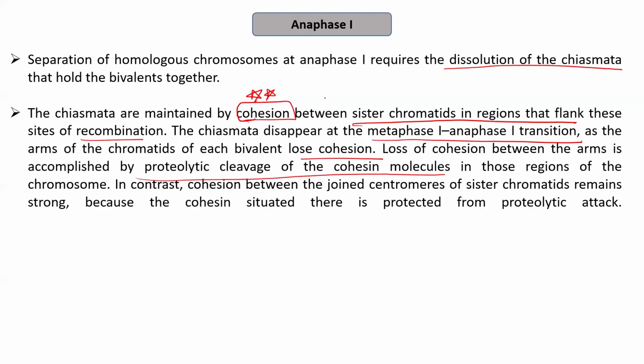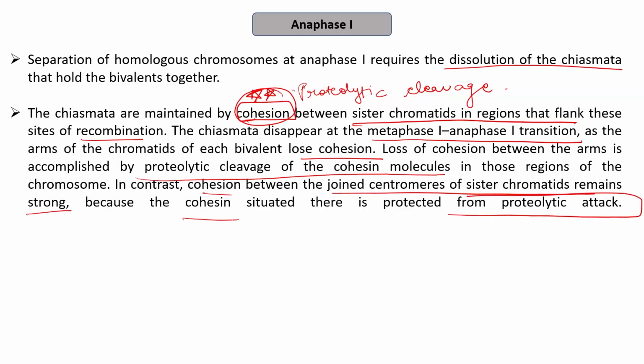So basically, the chiasmata dissolution happens by the dissolution of the cohesin protein, and it is a proteolytic cleavage, where the cleavage of the protein happens by enzymes, that is proteases. In contrast, cohesion between the joined centromeres of sister chromatids remains strong, because this cohesin is situated in sites that are protected from the proteolytic attack.